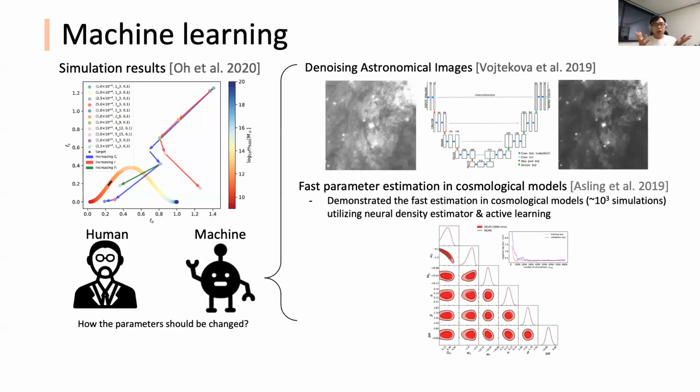So machine learning has been used for a wide range of problems in astronomy, such as denoising astronomical images and cosmological models, parameter estimation. You can see those previous works on the right-hand side. We are now trying to apply this to the simulation.